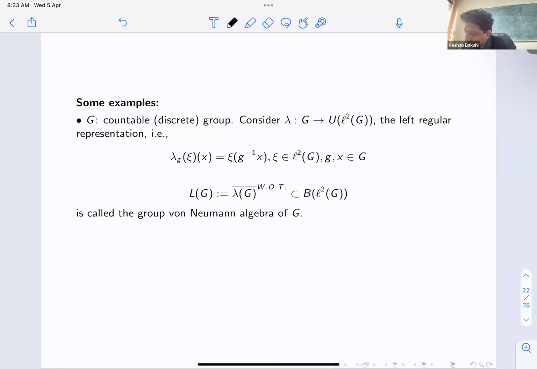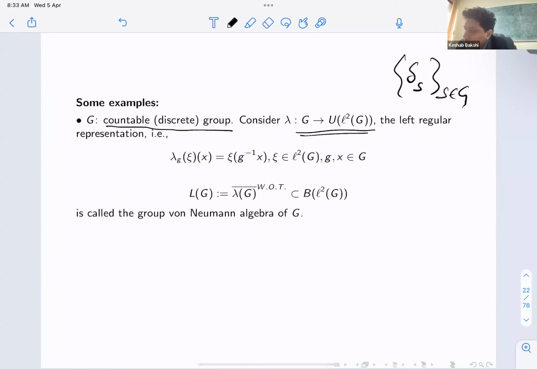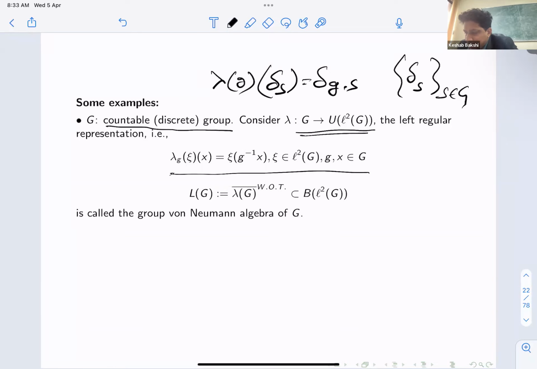So, basically, I will say some examples. Suppose you have a countable discrete group. As you know, there is a left regular representation, which is basically a map from G to the unitary elements of l2(G). l2(G) means its basis are delta_s, like the Kronecker deltas, and s are elements of G. So lambda is a homomorphism from G to U(l2(G)). That means lambda(g) acting on delta_s is nothing but delta_{gs}, the group operation. More precisely, it is this one. So this is called the left regular representation and everything is happening in B(l2(G)), right?